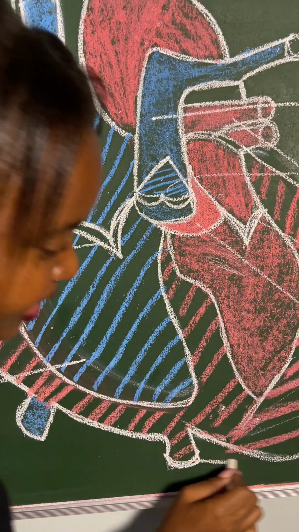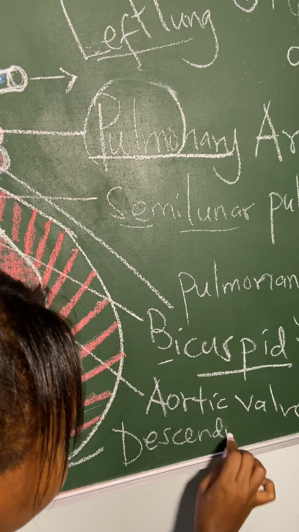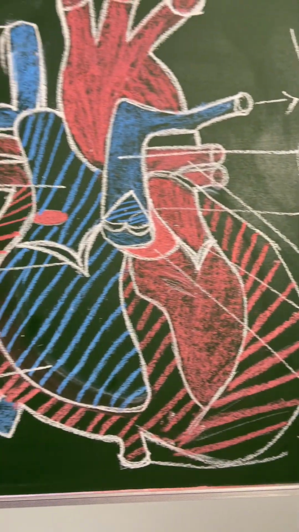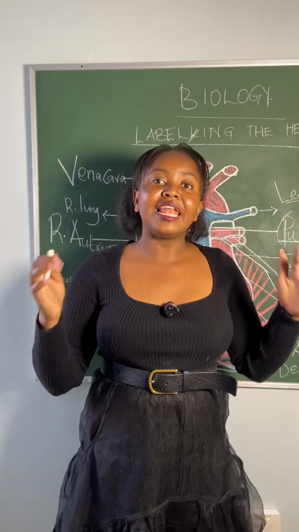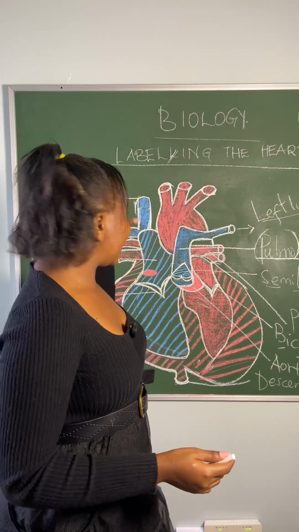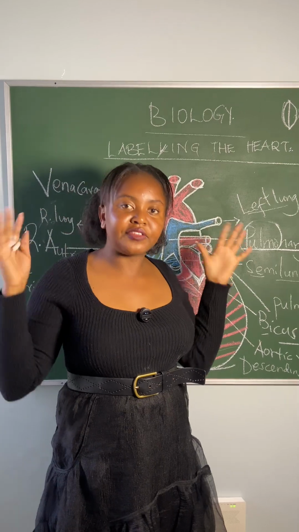It's called the descending aorta. It will go down to the legs. These ones will go up. Then, last but not least, you see the heart has done all this work. The heart has done all this work. The heart is giving and giving and giving.